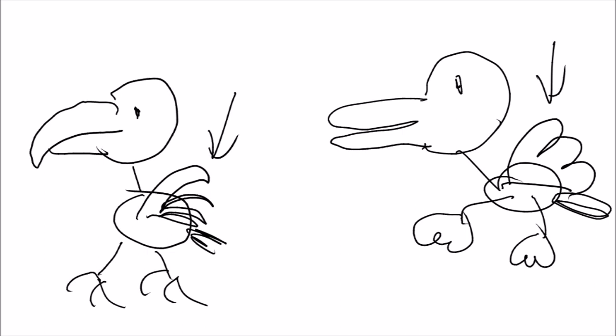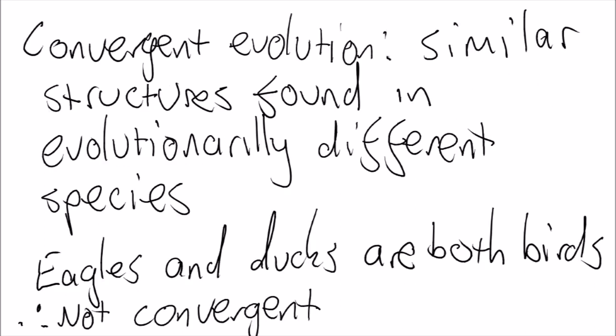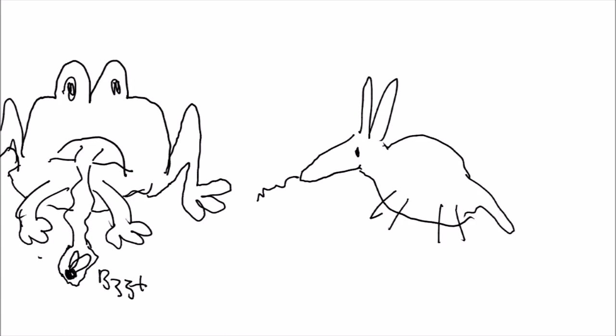Well, if you remember back to the definition of convergent evolution, it requires that species do not share a common ancestor. And since ducks and eagles are both birds, it is not considered convergent. Let's look at another example, frogs and anteaters.